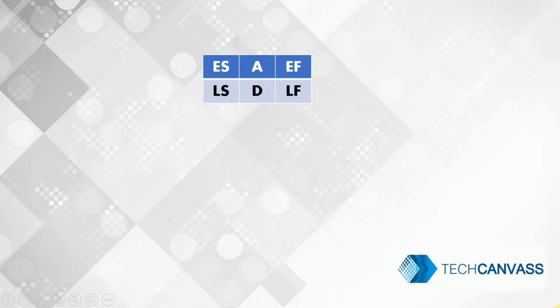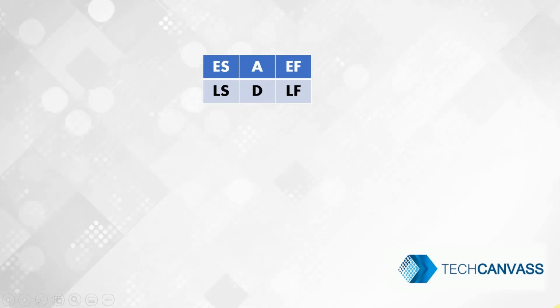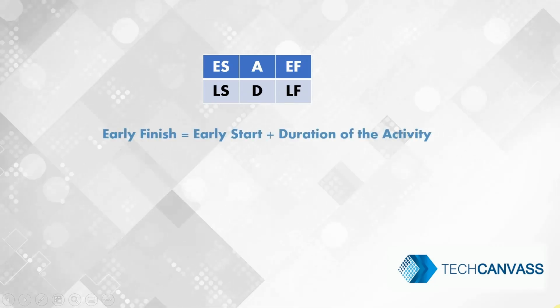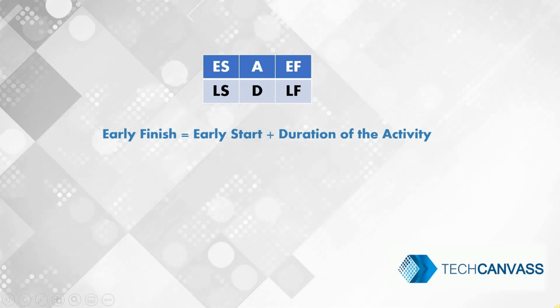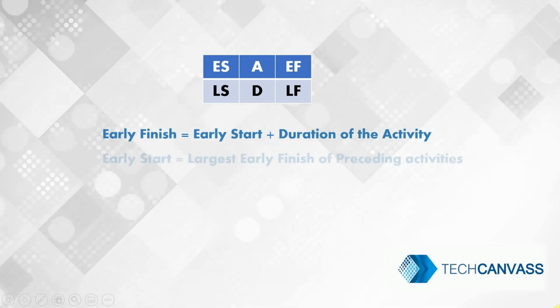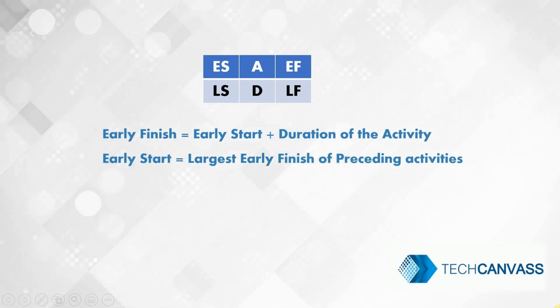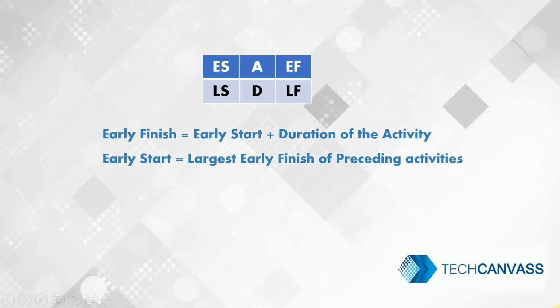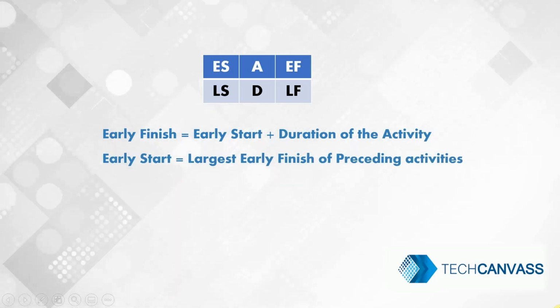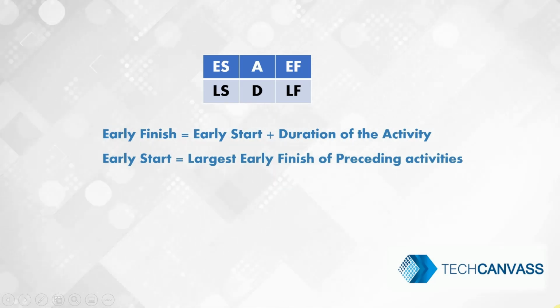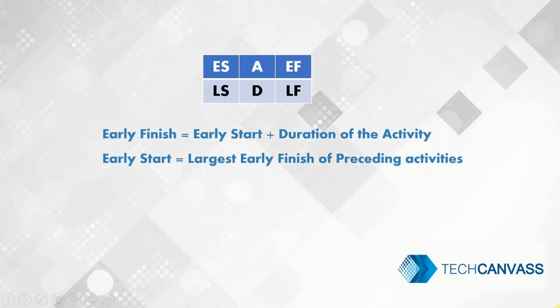Early start and early finish are calculated using a technique called forward pass. The formula for early finish is early start plus duration of the activity. The formula for early start is largest early finish of preceding activities. Note, first node of the sequence diagram has an early start value of 0.